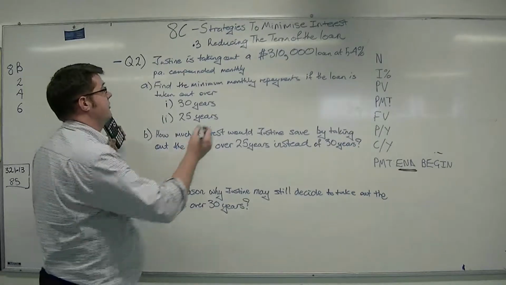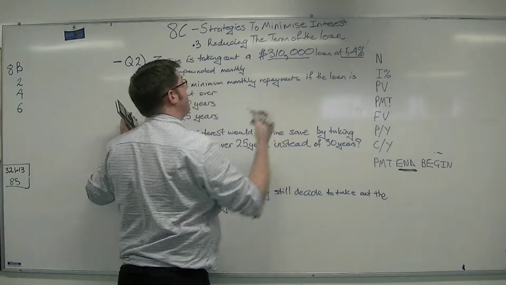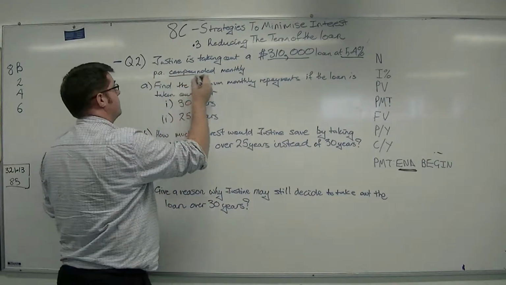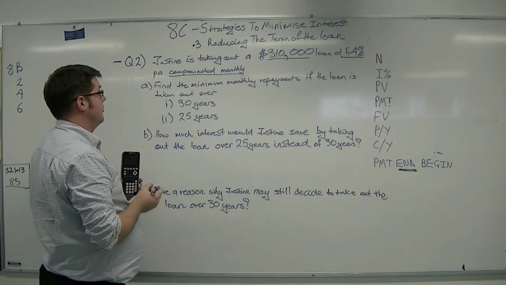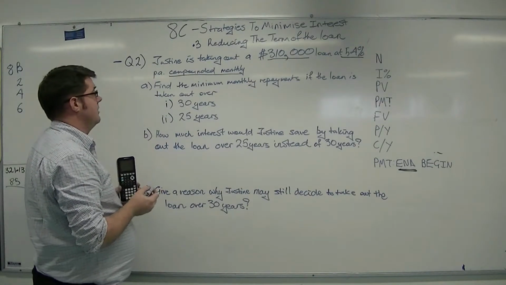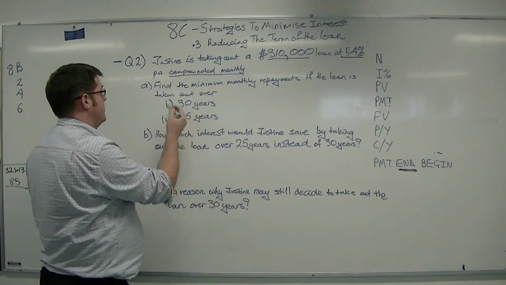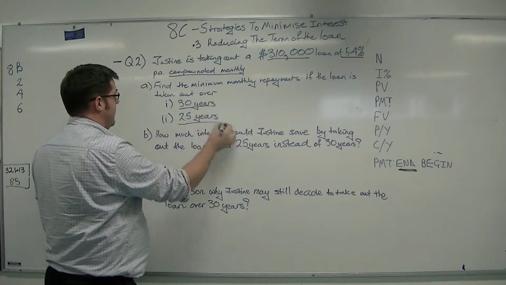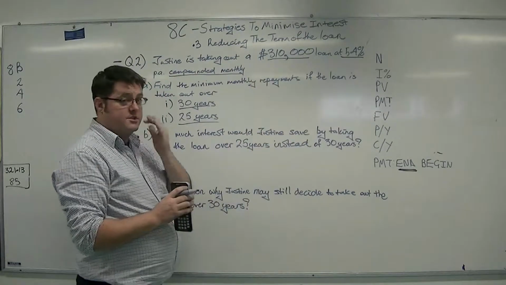Justine is taking out a $310,000 loan at 5.4% interest, compounded monthly. So, the question we're asked is, find the minimum monthly repayments if the loan is taken out over 30 years and then at 25 years. So let's go and set up our values for the TVM calculator.